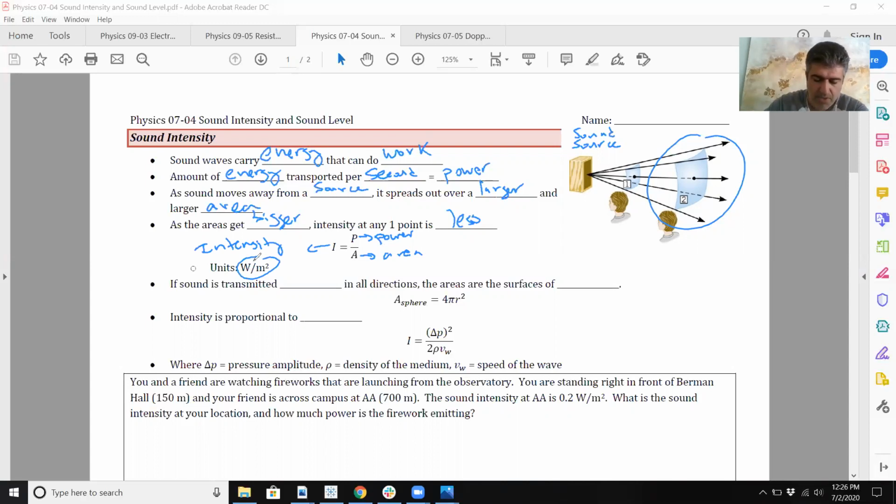Now, sound is transmitted uniformly in all directions. The areas of the surfaces become spheres. And the area of a sphere is right here. Remember, a sphere is kind of like a ball. And the radius, of course, would be right here from the center to an endpoint.